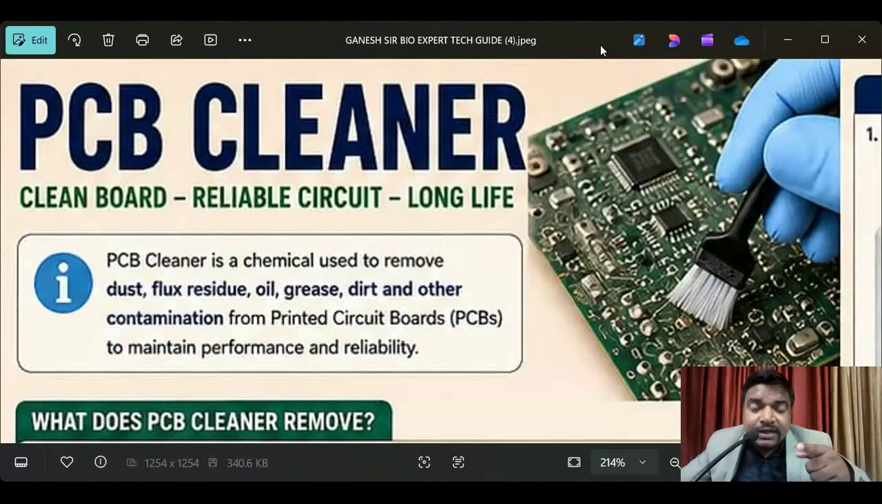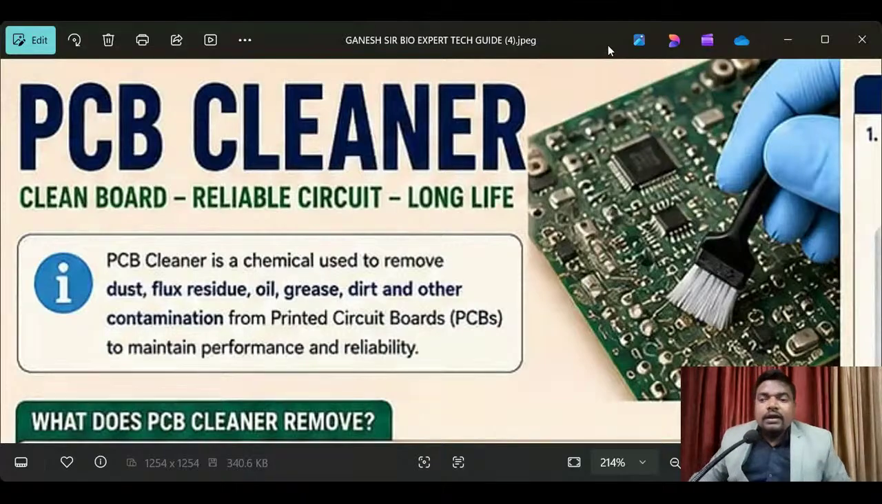Communication will be disrupted, and at the same time heat builds up. That's why every point I'm giving is very useful in situations in your work area, right? Now, PCB cleaner, I hope you got it.